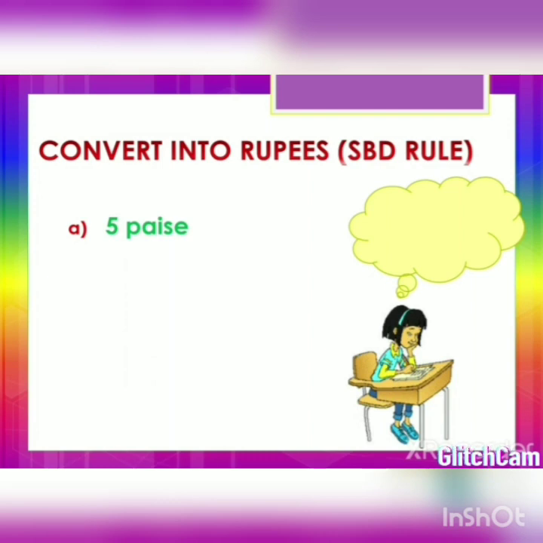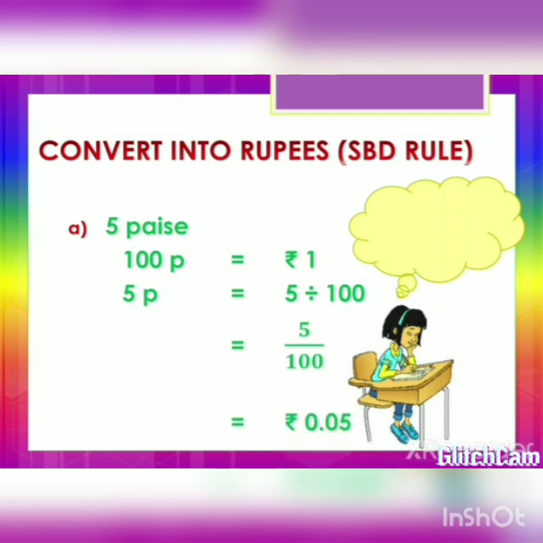As we know that 100 paise is equal to 1 rupee. Hence, in this question, we have to divide 5 by 100 to convert it into rupees. We get 5 upon 100. Now we will convert it into decimal form and we get rupees 0.05 as the answer. Always remember to convert paise into rupees, put decimal point after 2 digits from the right.